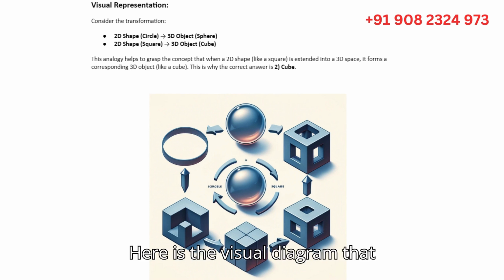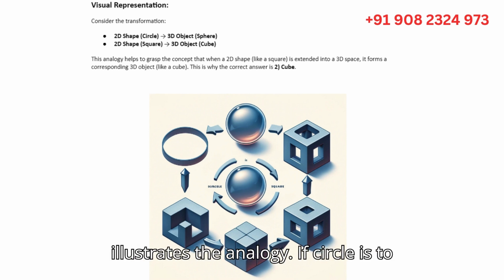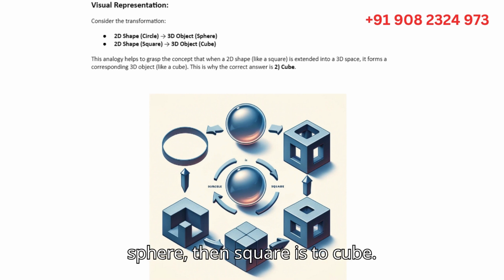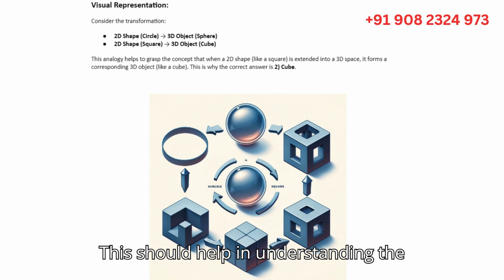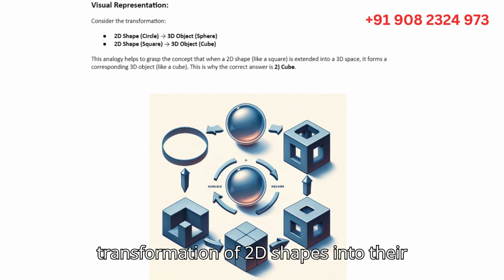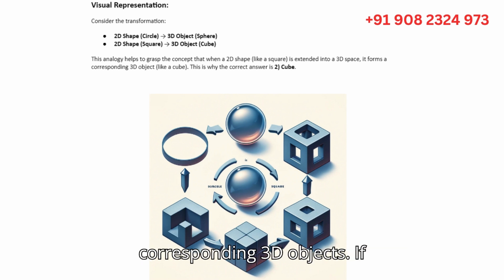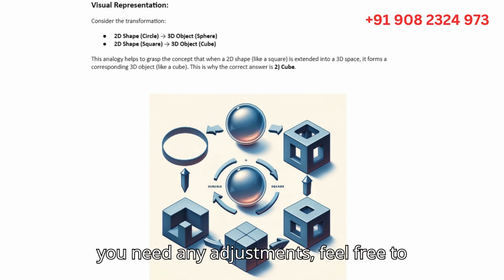Here is the visual diagram that illustrates the analogy. If circle is to sphere, then square is to cube. This should help in understanding the transformation of 2D shapes into their corresponding 3D objects. If you need any adjustments, feel free to ask.